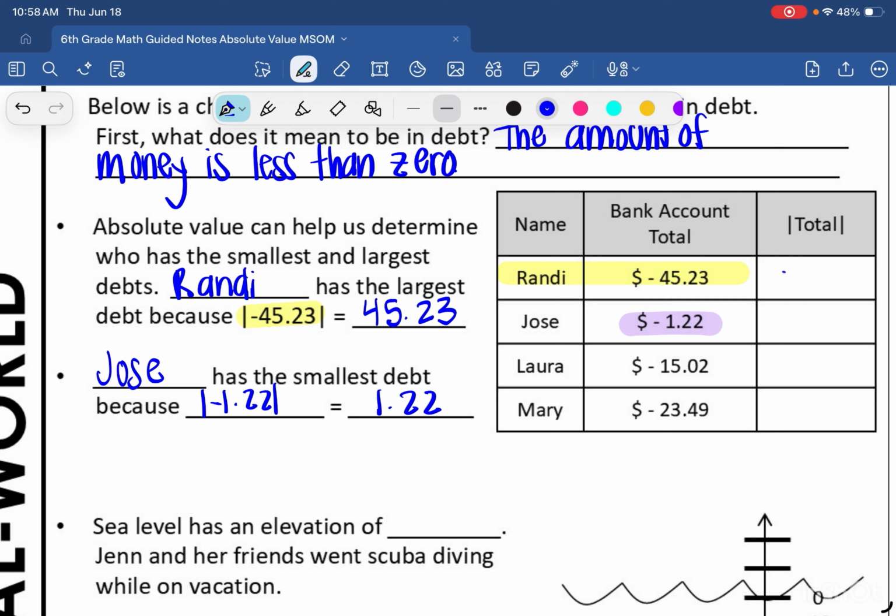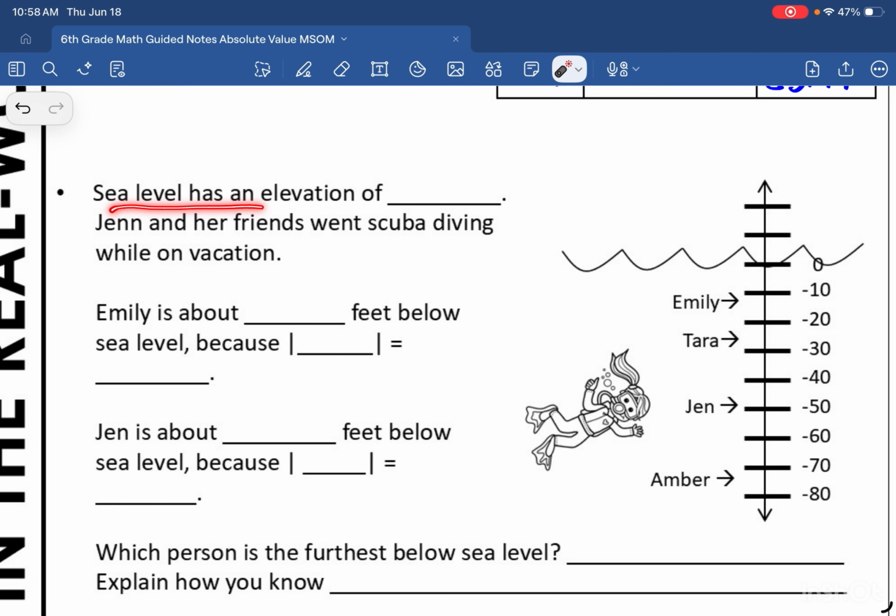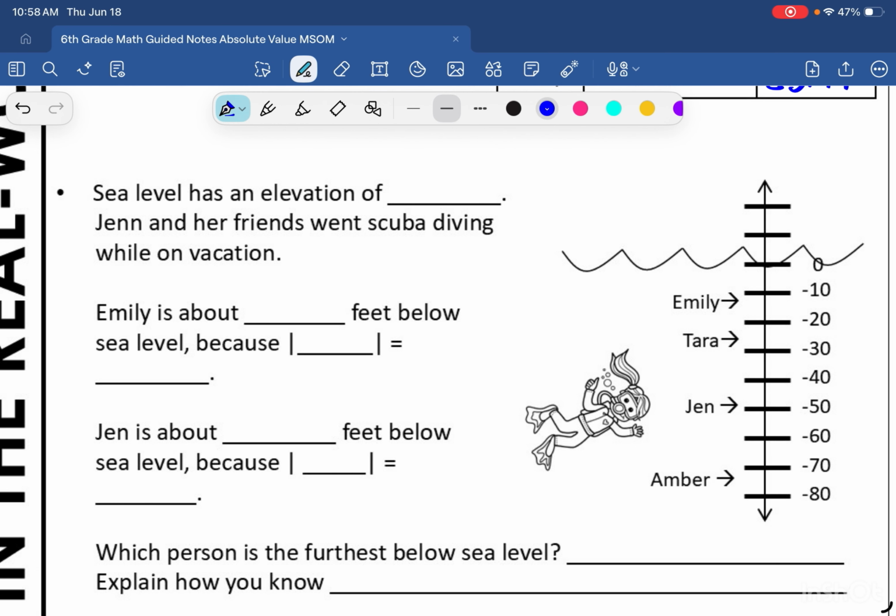So the absolute value of the total is 45.23, 1.22, 15.02, and 23.49. Notice that they are all positive. Sea level has an elevation of 0. So when you're at sea level, you're at 0 elevation.